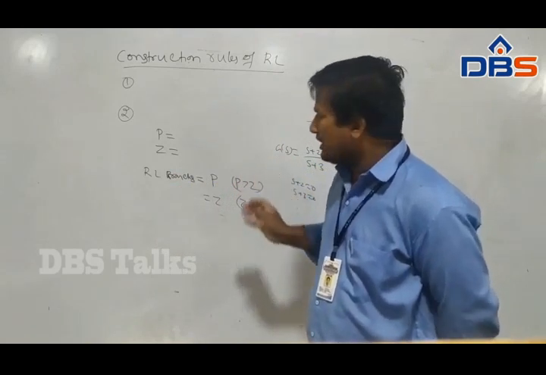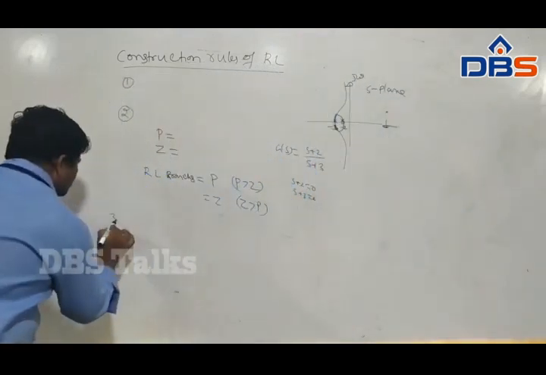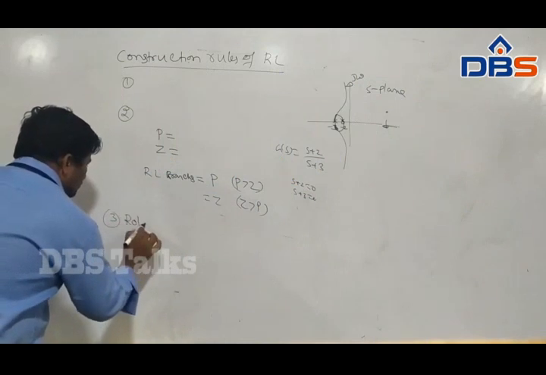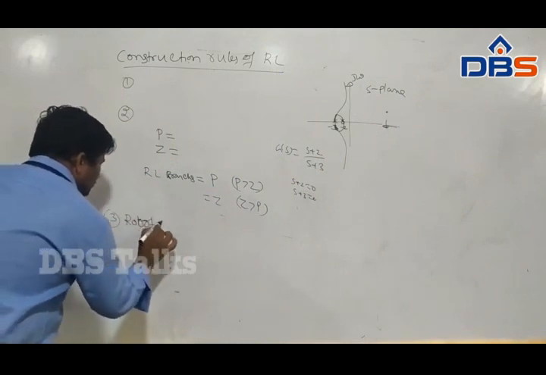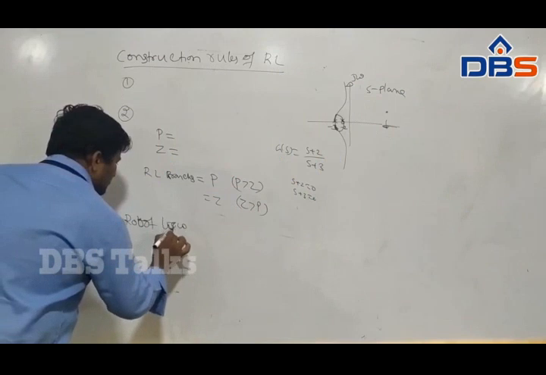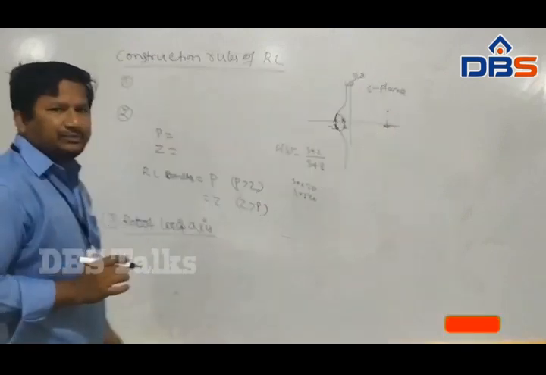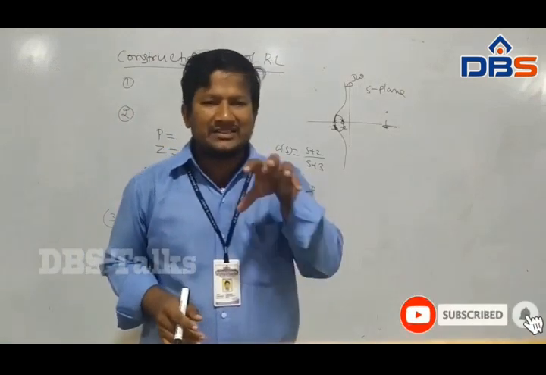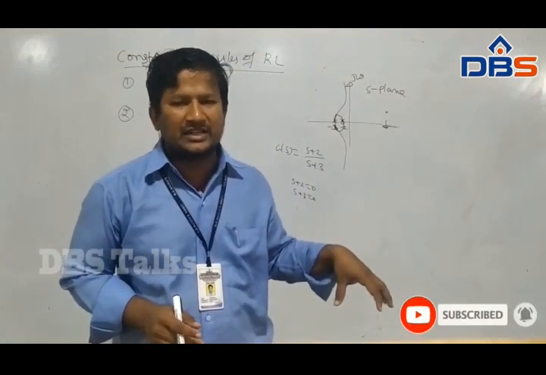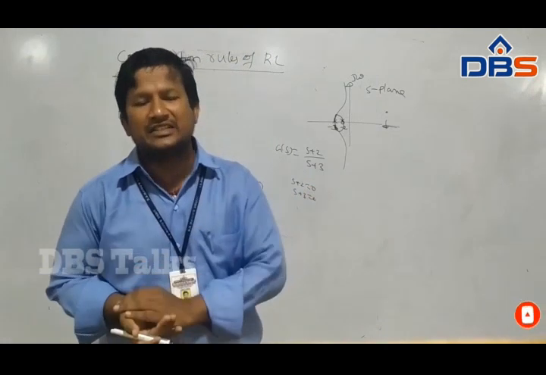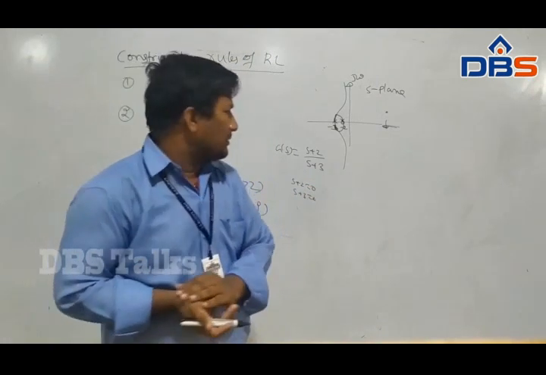And the third rule, root locus axis, otherwise root loci axis. Root loci axis means how many branches are existing in the root locus diagram and how many branches are not existing in the root locus diagram.